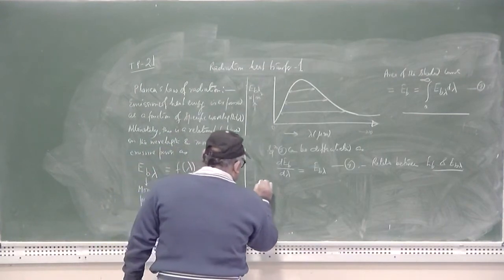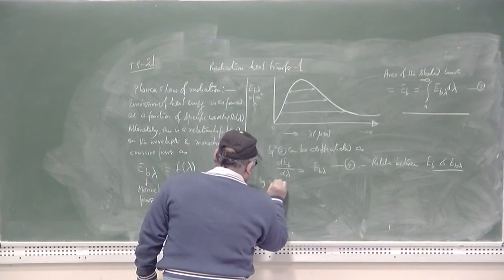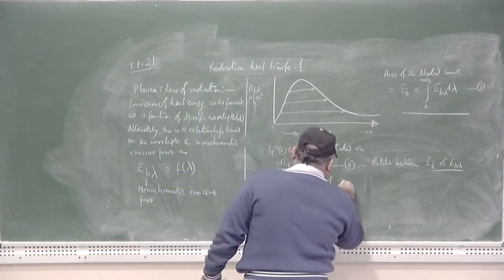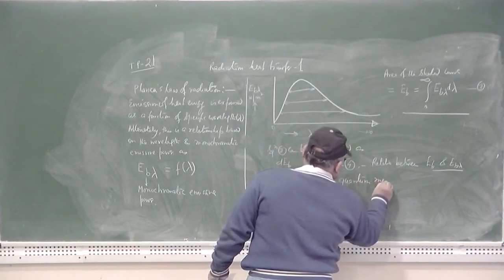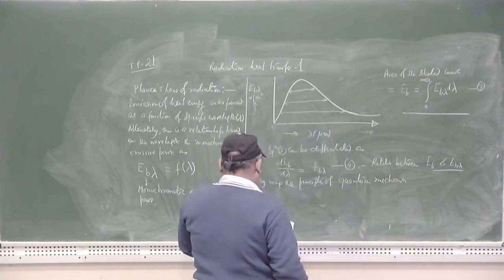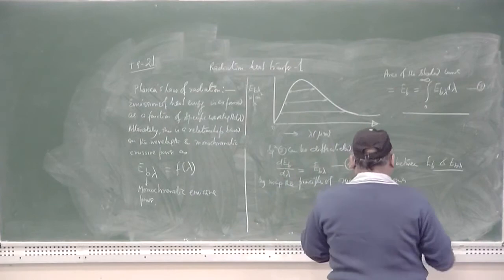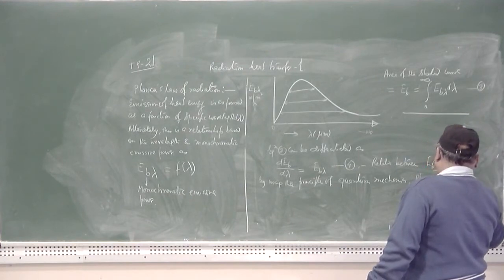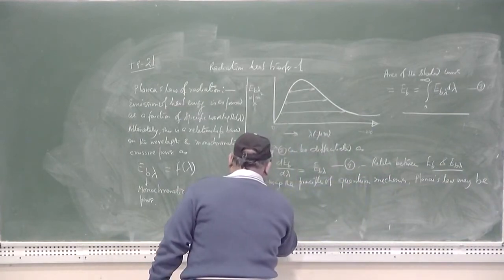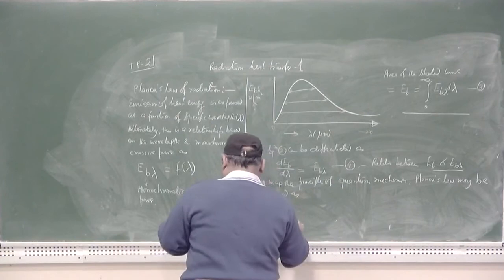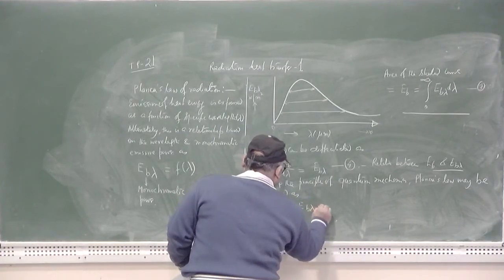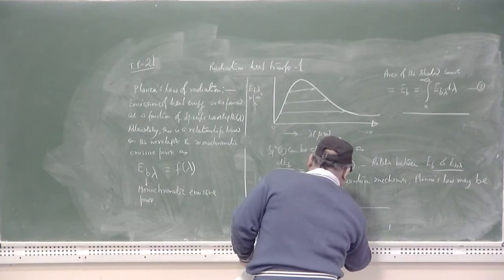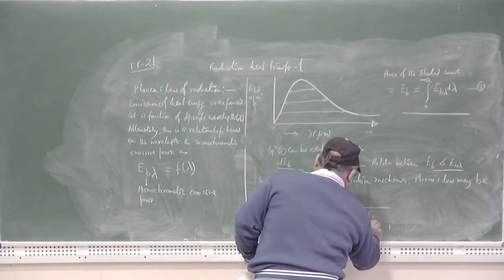By using the principles of quantum mechanics, Planck's law may be expressed as E_bλ is equal to C1 divided by λ raised to the power 5 into exponential C2 by λT minus 1.